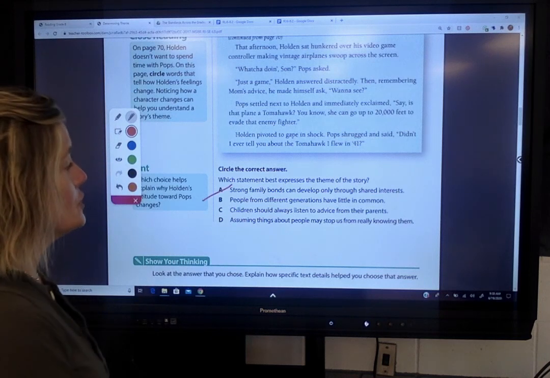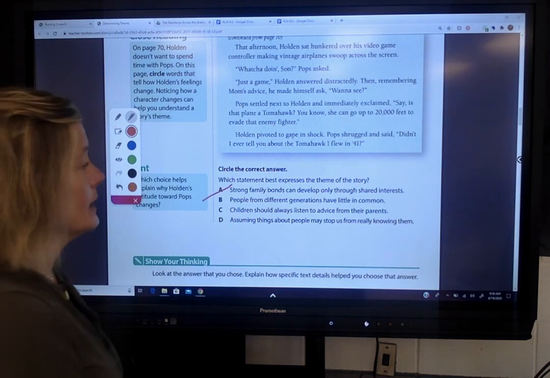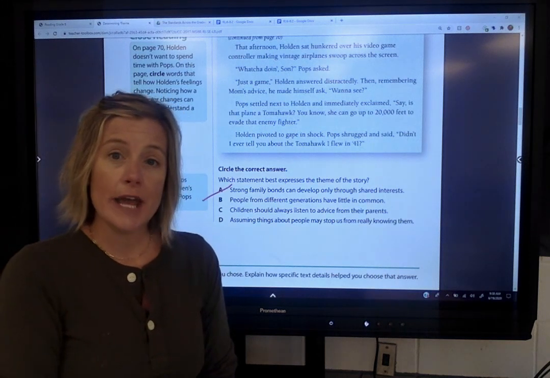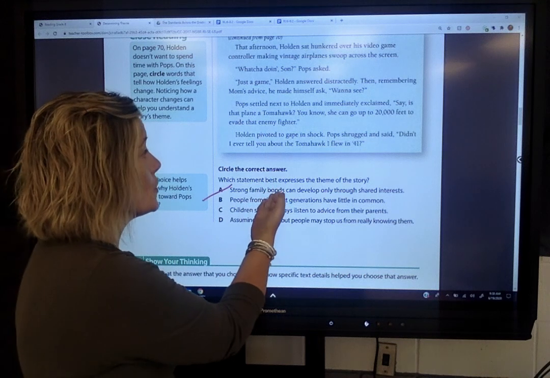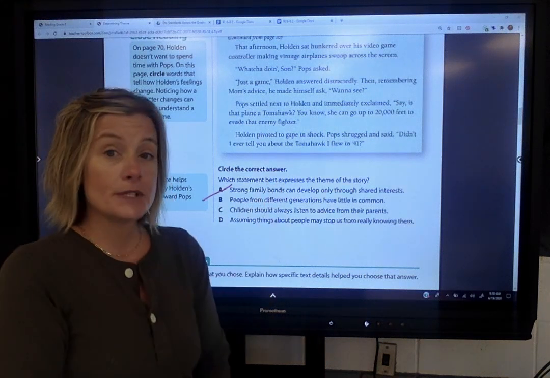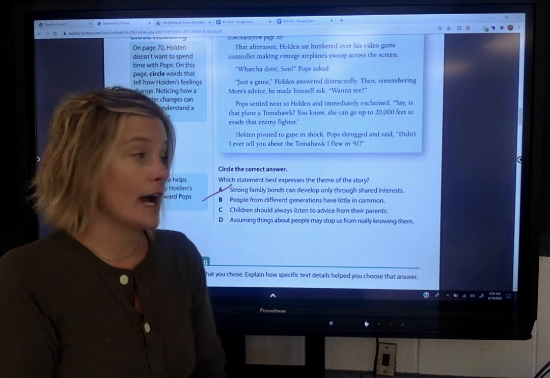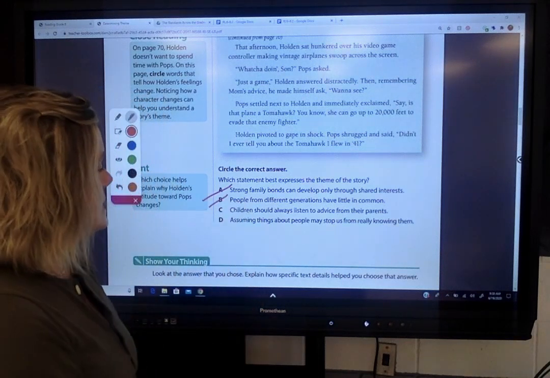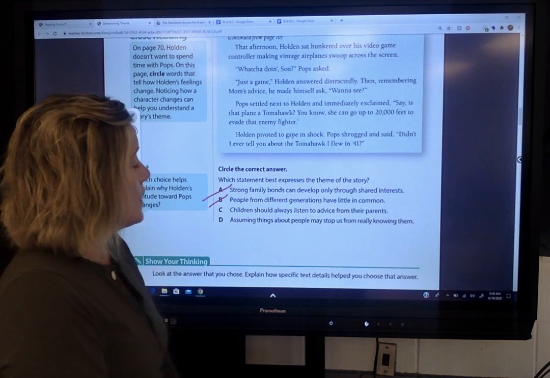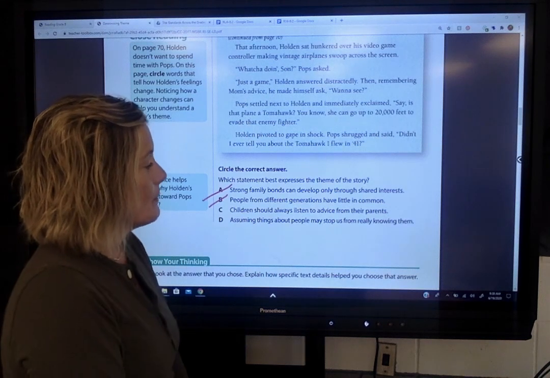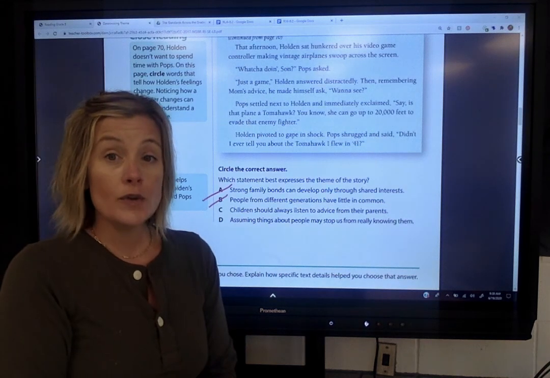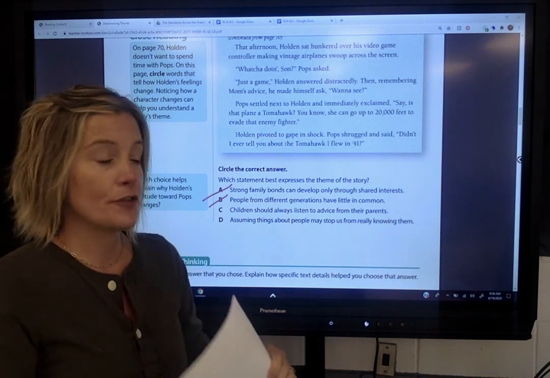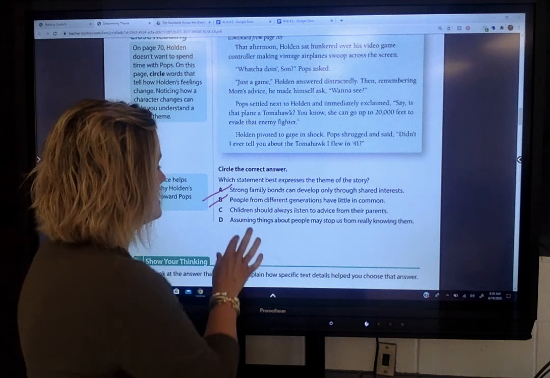B, people from different generations have little in common. Well, yes, they were both from different generations, but at the end of the story, we find out that Pops does know about technology and flying airplanes, so this wouldn't be correct. C, children should always listen to advice from their parents. Holden did take his mother's advice, but that's not the theme throughout the story. That's not the best answer.